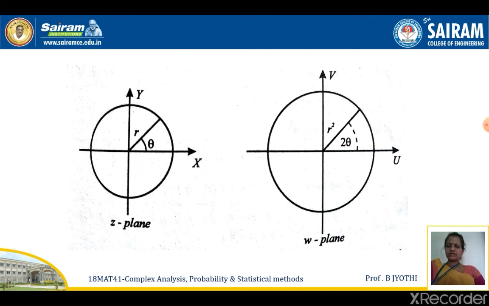Here we can see in the z plane, r is making an angle of theta, and here it will be traced as r squared, that is, making an angle of 2 theta in the w plane with u and v as the real and imaginary axes.